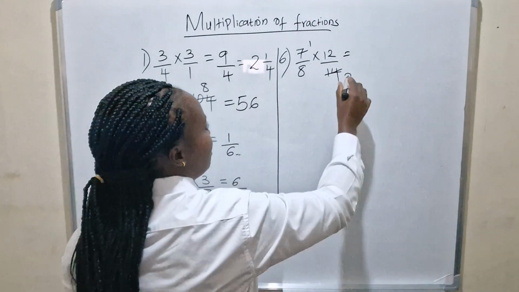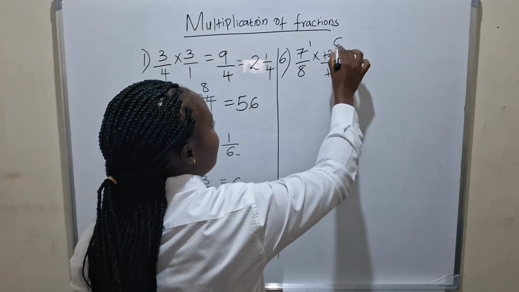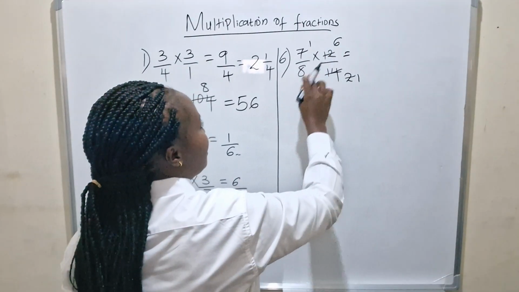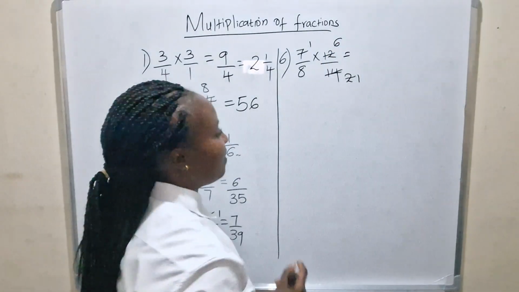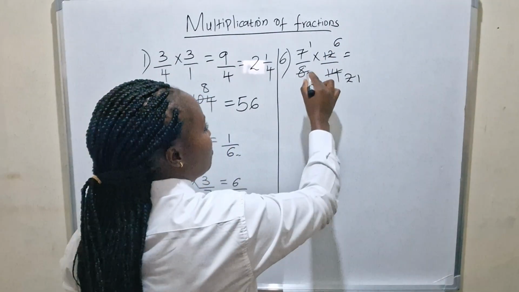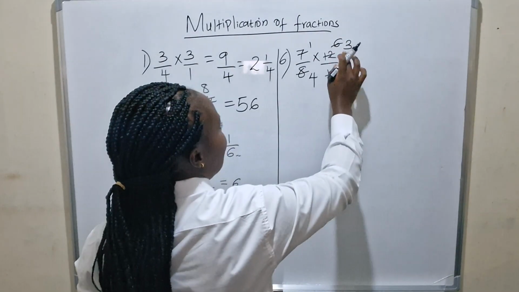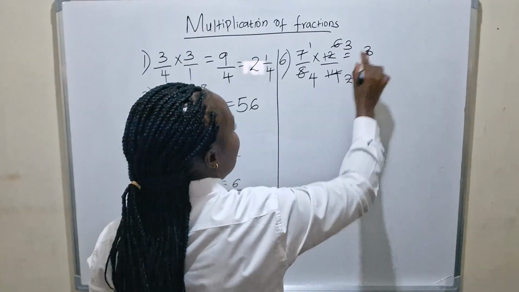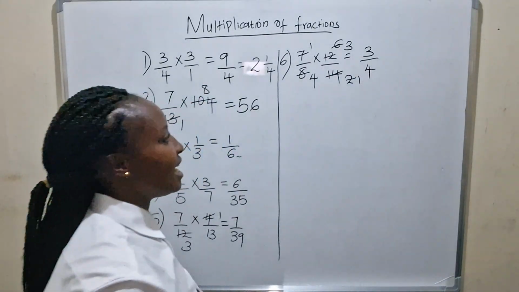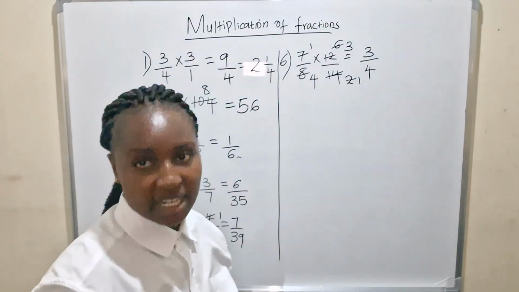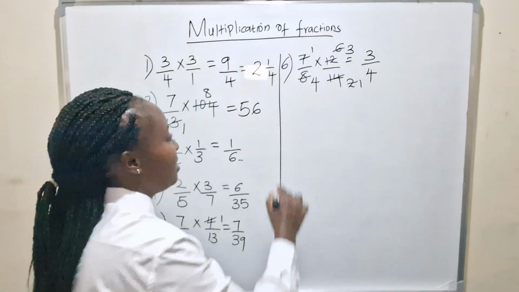Then these 2 can also divide by 12, by 2, 1, by 2, 6. Again, 6 and 8 share a common factor, which is 2. So by 2, 4, by 2, 3. So you get 3 times 1 is 3, and 4 times 1 is 4. And you get your answer as 3 over 4. We can continue.